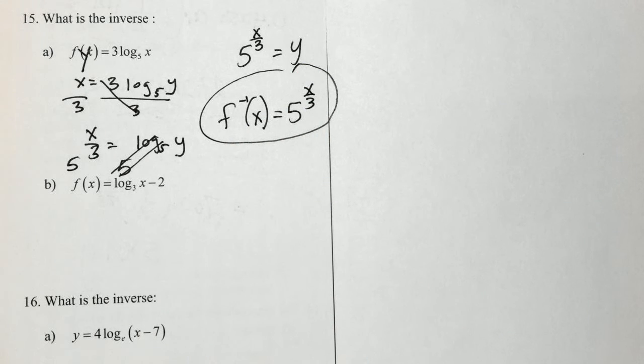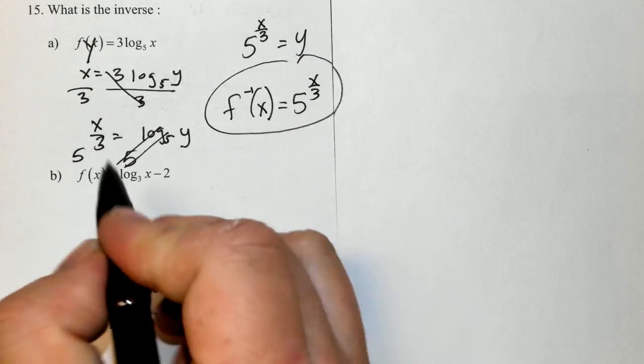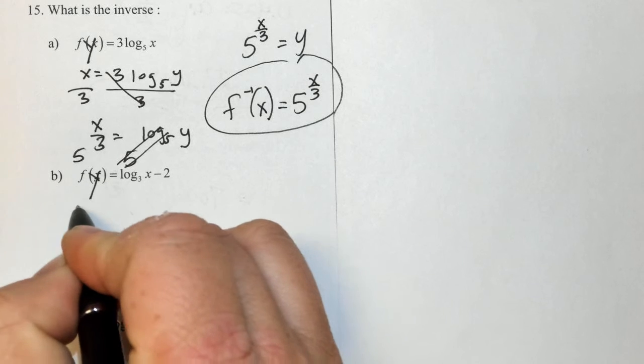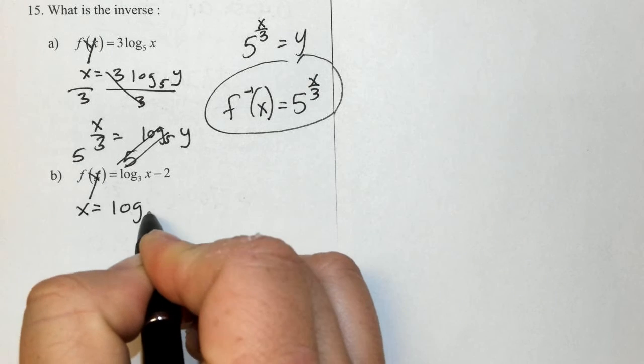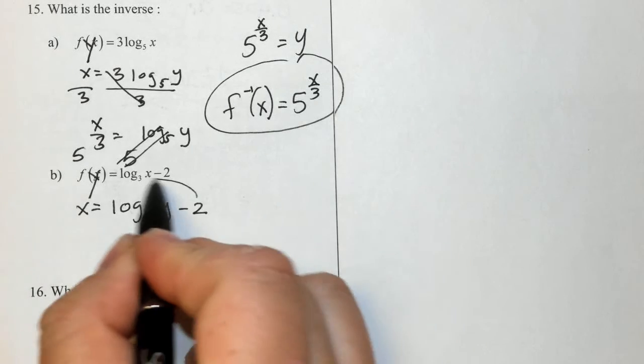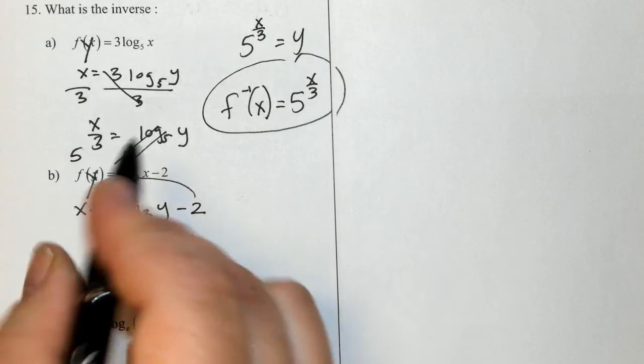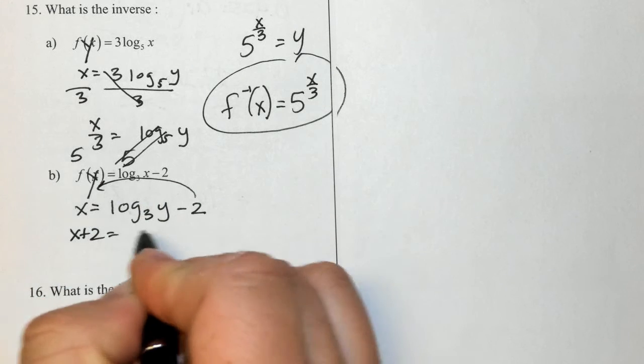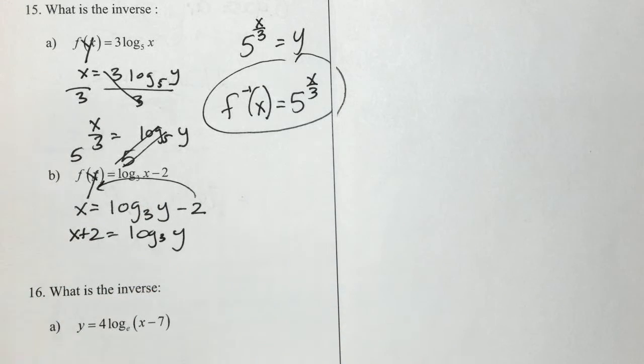Okay, let's use the inverse property of logs to do part B. Same thing, I'm going to switch to x and y, so it becomes x equals log base 3 of y minus 2. So let's move this to the opposite side. Right now it's being subtracted. Let's add it to the other side. And our goal will be to isolate the y.